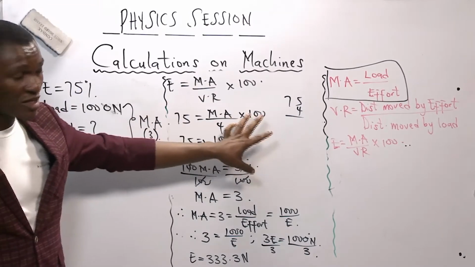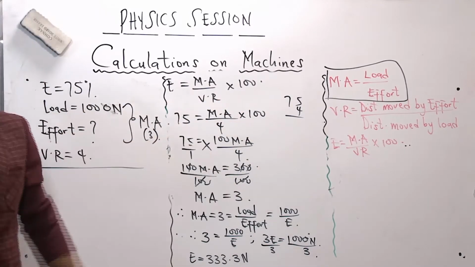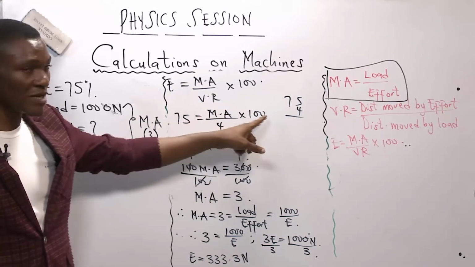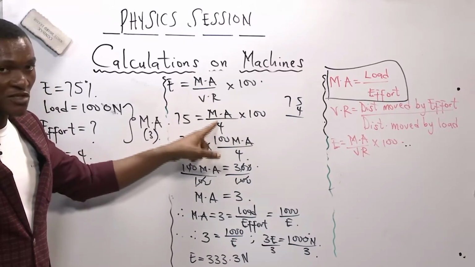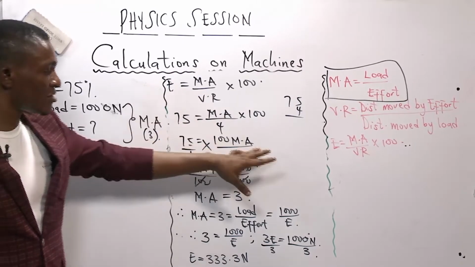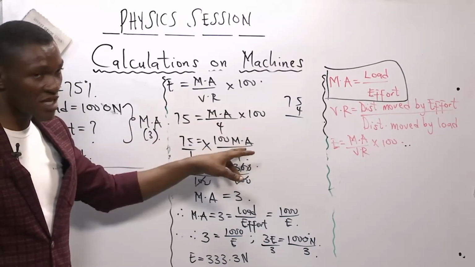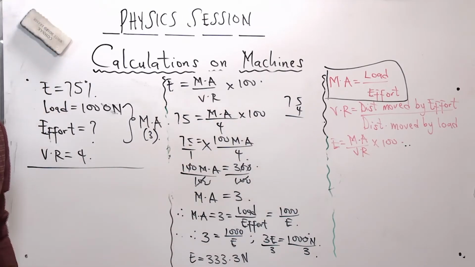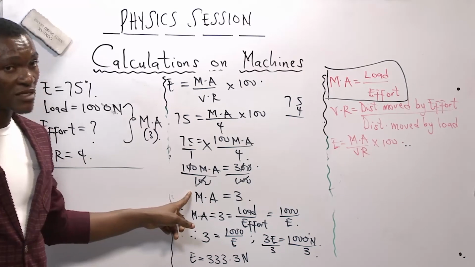So all I did here was to input all my variables into the formula. So that 75 is equal to MA over 4 times 100. Don't forget, velocity ratio is 4, E is 75. So I did the math. MA times 100 gave me 100 MA. 75 over 1 times 4, cross multiplied, got my mechanical advantage as 3.